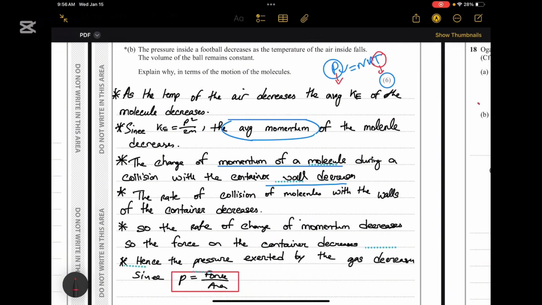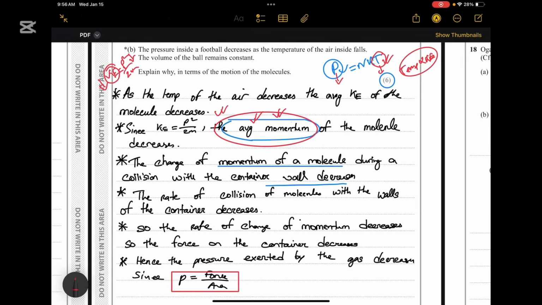We know temperature should always be linked with the kinetic energy, because temperature and kinetic energy are directly proportional. So as the temperature has decreased, the kinetic energy has also decreased. We have to mention that. As the temperature of the air decreases, the average kinetic energy of the molecules decreases. And kinetic energy should always be linked with the p squared by 2m formula. So when the kinetic energy decreases, the average momentum of the molecule will also decrease.